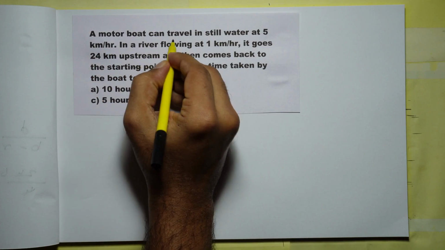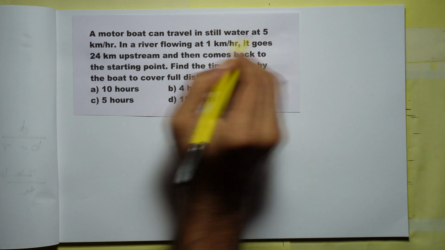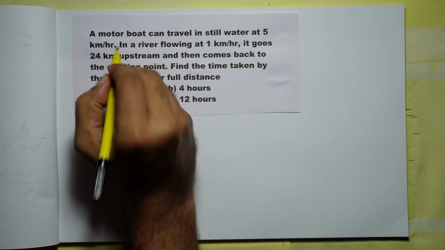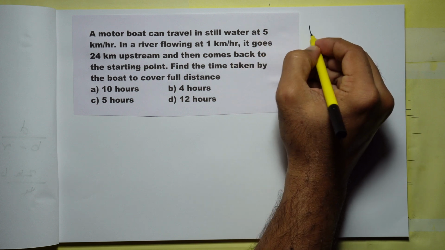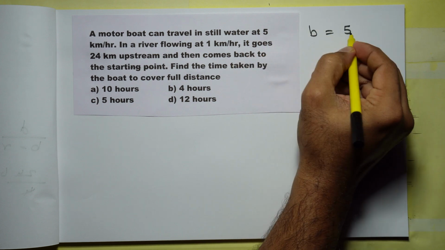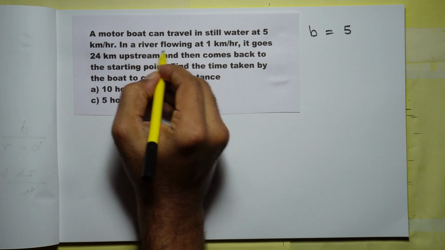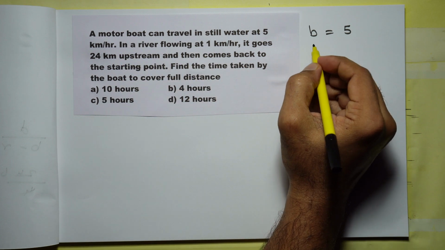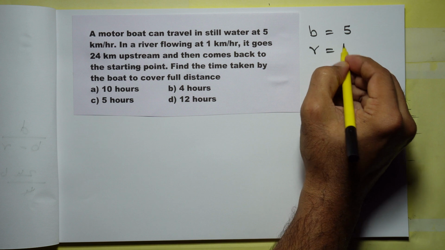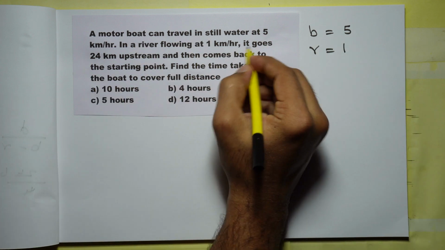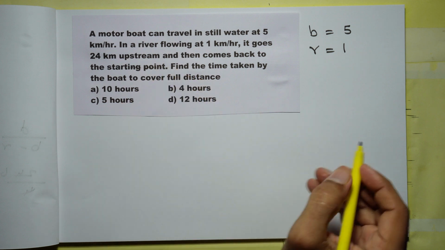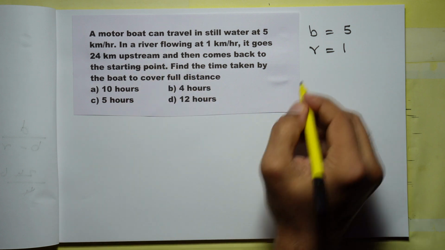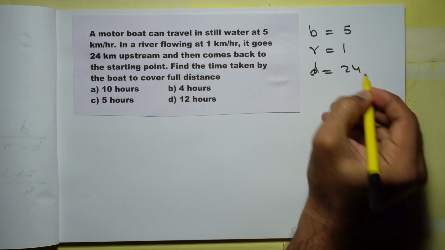A motorboat can travel in still water at 5 kilometers per hour. So we'll mark all this data here. So speed of the boat in still water is b, and that is given as 5 kilometers per hour. In a river flowing at 1 kilometer per hour, speed of the river r is equal to 1. It goes 24 kilometers upstream. So distance between the starting point and the end point, that is d, is equal to 24.